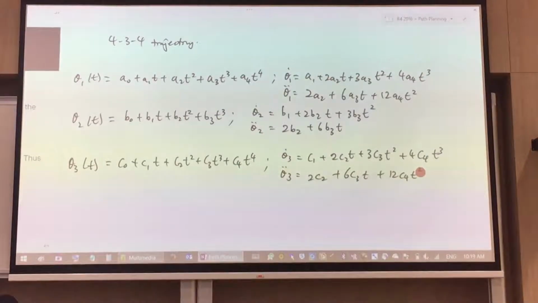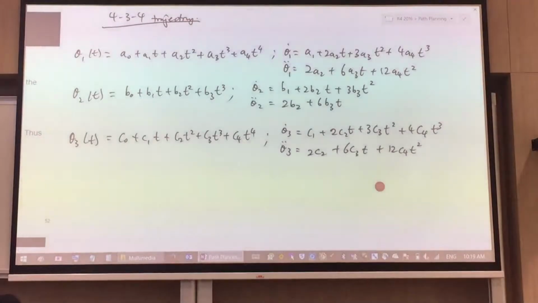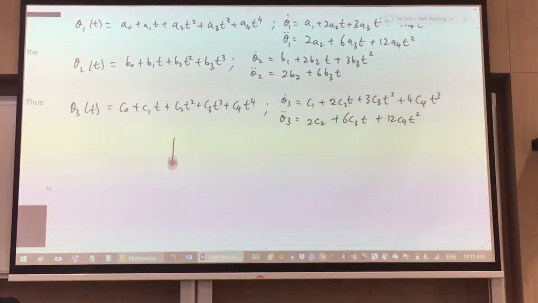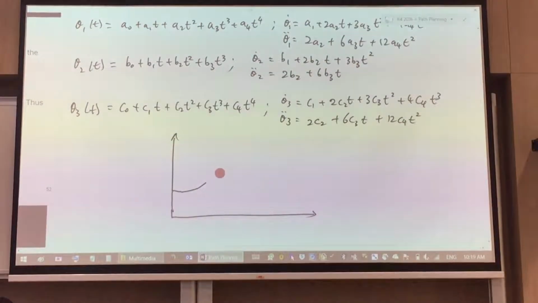So those are my 9 sets of equations for each of the segments for this 4, 3, 4 trajectory. So if I were to do a sketch, that acceleration, and that constant velocity, I'm not going to draw a straight line, but any kind of line, and then deceleration. So you have 3 segments.